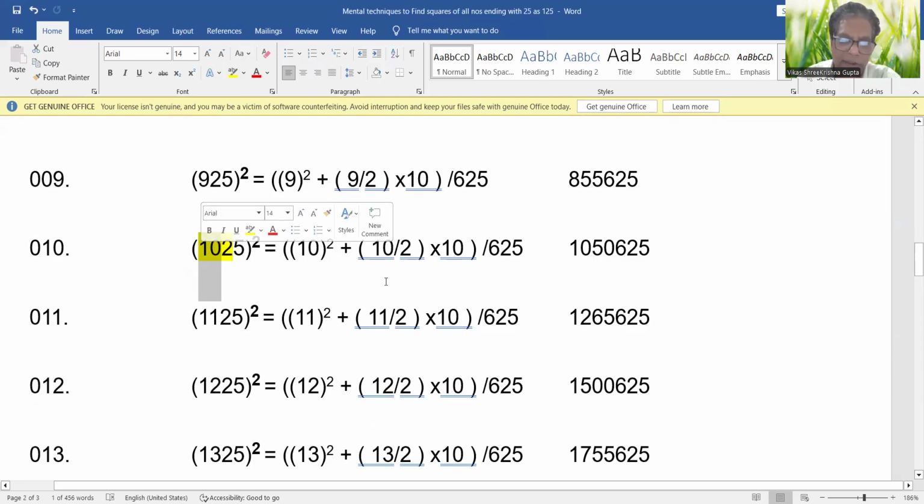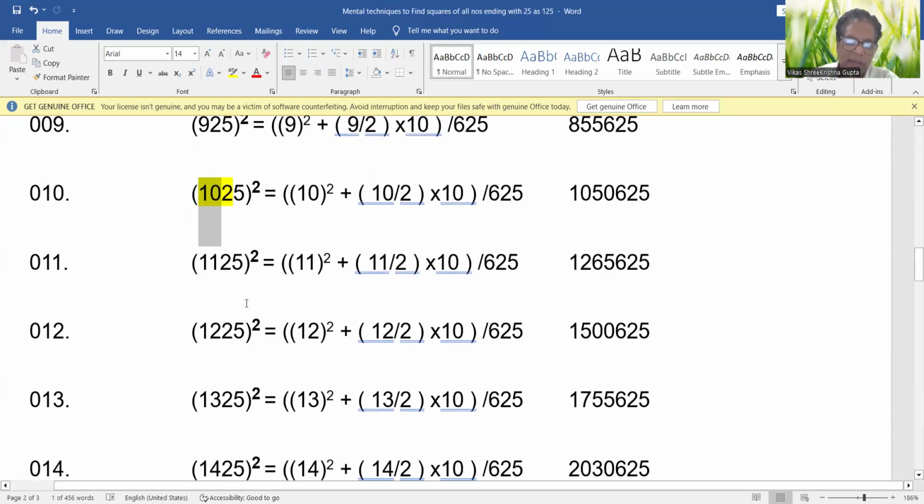So it is 100 plus 5, which is 105. Multiplied by 10 is 1050. So the answer is very simple: 1050625.